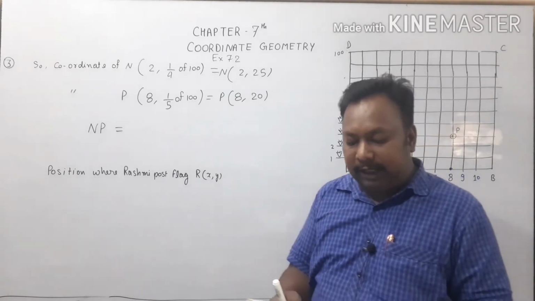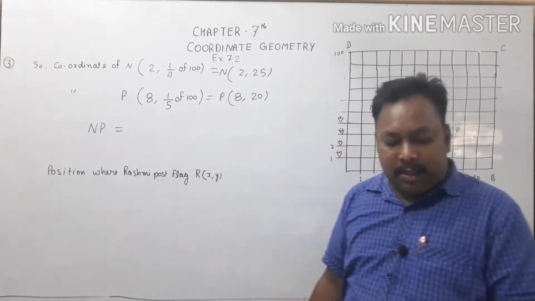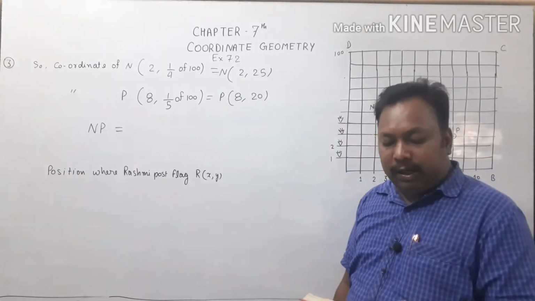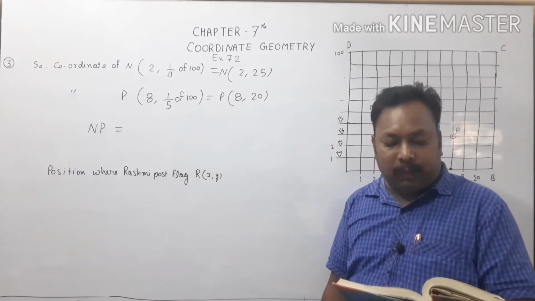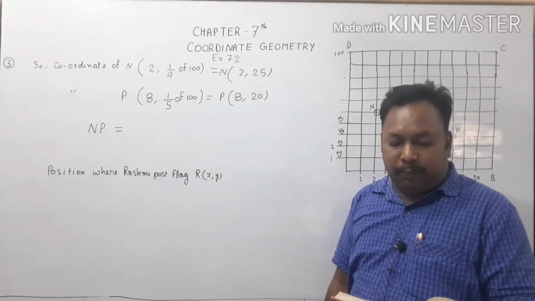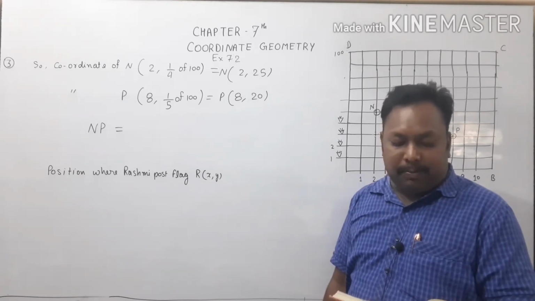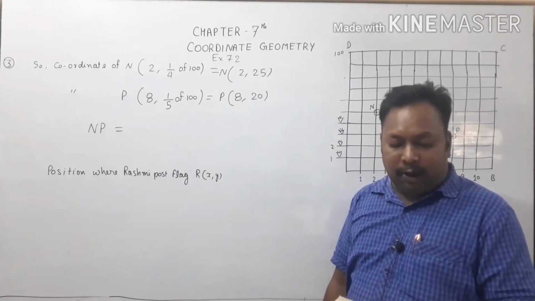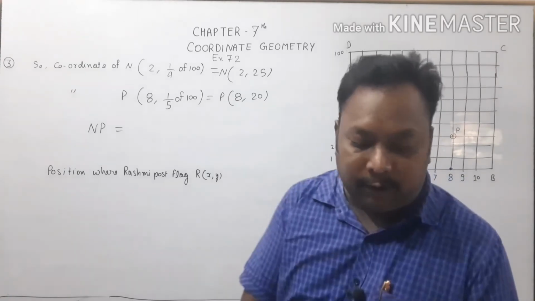Preet runs 1/5 of the distance along AD on the 8th line and posts a red flag. What is the distance between both the flags if Rasmi posts a blue flag exactly halfway on the line segment joining the two flags? Where should she post her flag?